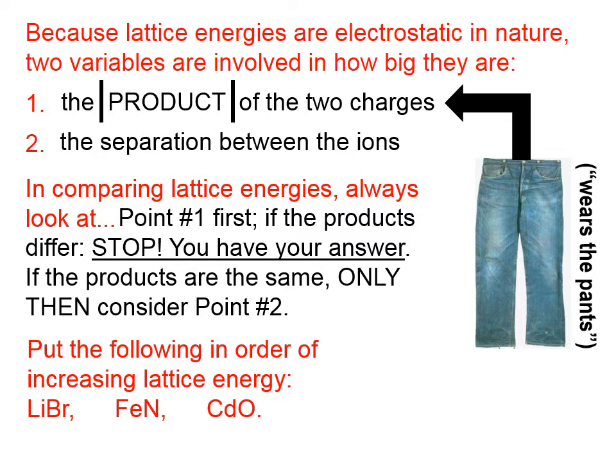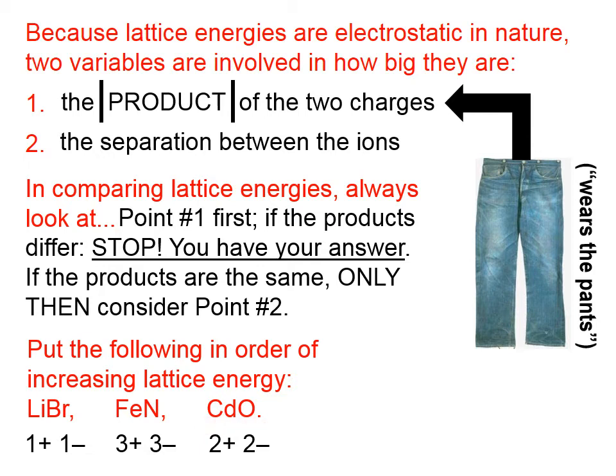From the periodic table, we can figure out the charge on each of these ions. Lithium is 1+, bromide is 1-. Here we can figure that because the nitride ion is 3-, this iron ion must have a charge of 3+, and then we know that cadmium's charge when it bonds with things is always 2+, and oxide is almost always 2-. The first thing we do is we look at the product of the charges, and for lithium bromide that product would be 1 times 1, which is 1. For iron 3 nitride the product is 9, and for cadmium oxide the product would be 4.